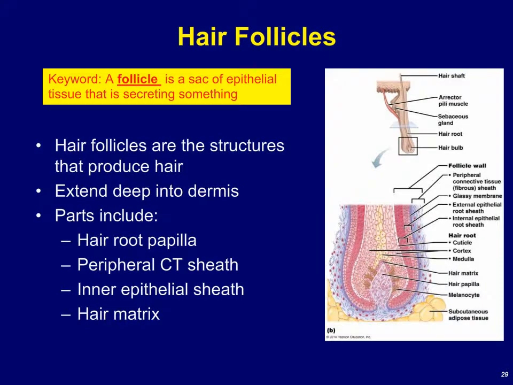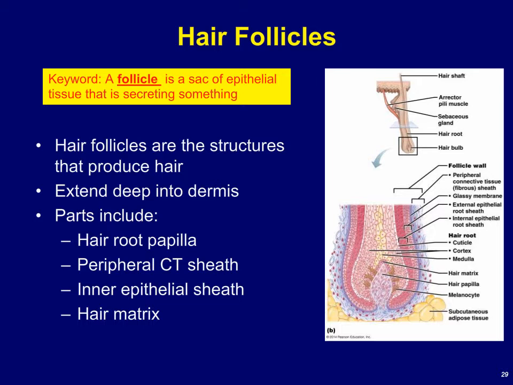And of course, you probably already know that hairs are produced in hair follicles. But what you might not know is that a follicle is a specific term that we're going to see again and again in this class. Specifically, a follicle is a sac of epithelial tissue that is secreting something. And we have hair follicles, but we also have follicles within the ovaries, which secrete different types of hormones, for example, estrogen and progesterone. We also have follicles within the thyroid gland, which secrete thyroglobulin. So anytime you hear the word follicle, just think it's a sac of epithelial tissue that is secreting something. So glandular epithelial tissue makes up a follicle.